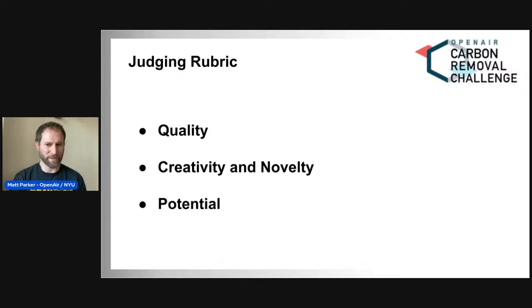So the judging rubric, it really is hard to be too specific because we do want projects of all kinds. We don't want just direct air carbon capture projects or ocean CDR or biochar. We want every different kind of approach for carbon removal, whether it's what people call natural solutions or engineered technological solutions, even legislative solutions. But we do want things that are of high quality, creative and novel, and new, interesting approaches. We don't want people just duplicating the top approaches that are out there already.